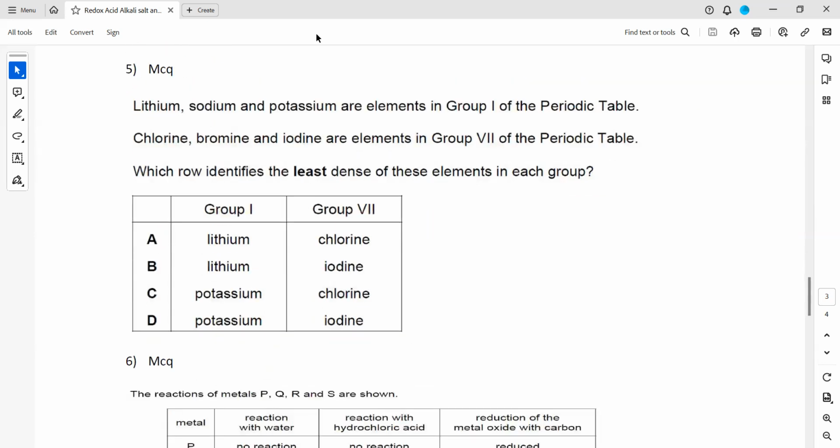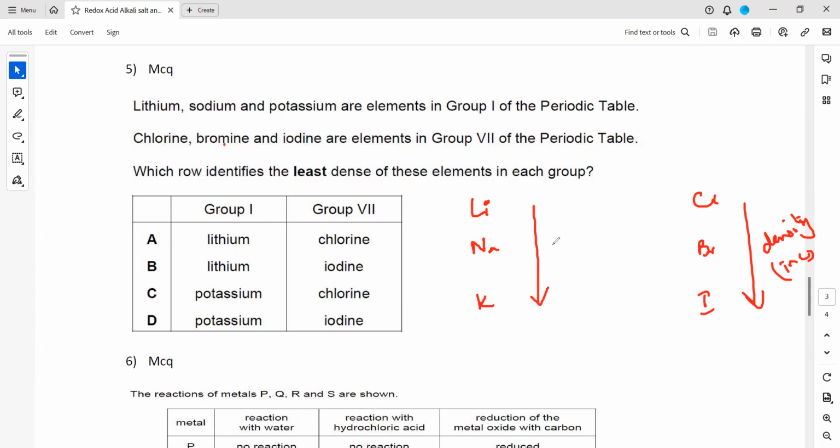Lithium, sodium, potassium are elements in group 1, and chlorine, bromine and iodine are elements in group 7. Which row identifies the least dense of these elements in each group? We have lithium, sodium and potassium, and for group 7 we have chlorine, bromine and iodine. In group 7, chlorine is a gas, bromine is a red-brown liquid, iodine is a black or purple solid. What will happen to density as we go down the group? It increases, the same as for the alkali metals.